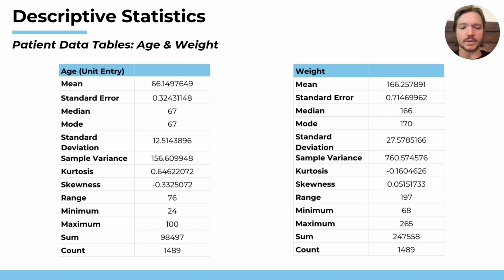Whenever we talk about data from a medical standpoint, it's always good to get some context on the patient cohort profile. In these two tables, we have descriptive analytics for both the cohort's age and weight.